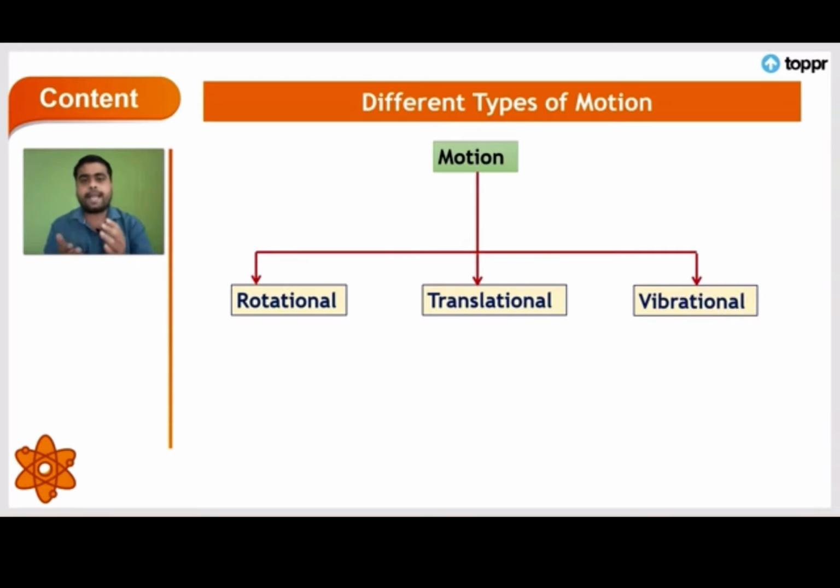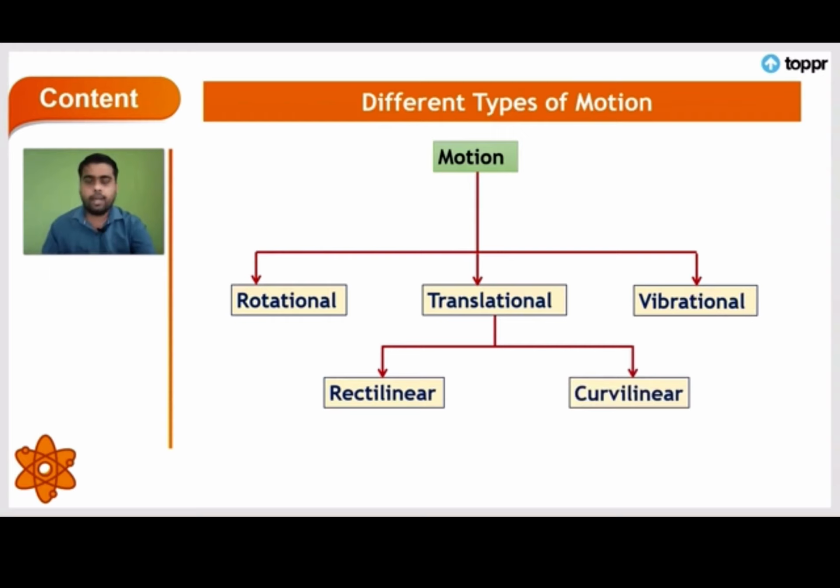Now, of course, we can classify this translational motion further in two other categories like rectilinear motion and curvilinear motion. So I will straight away give the definition of rectilinear and curvilinear motion here. So rectilinear motion means when the object is moving in a straight line. And curvilinear motion means when the object is moving in a curved path.